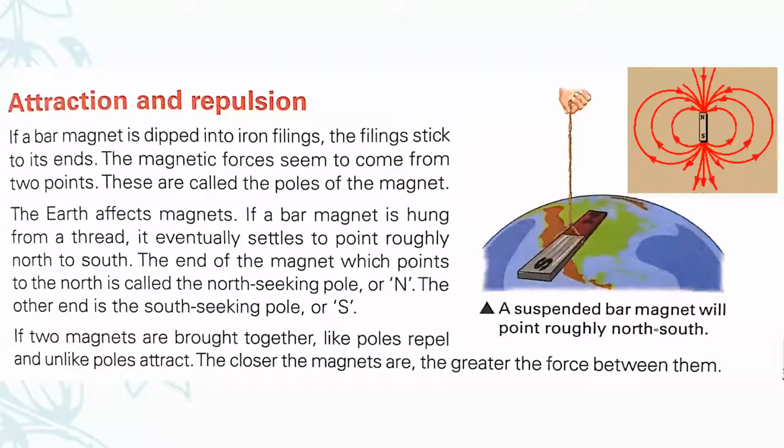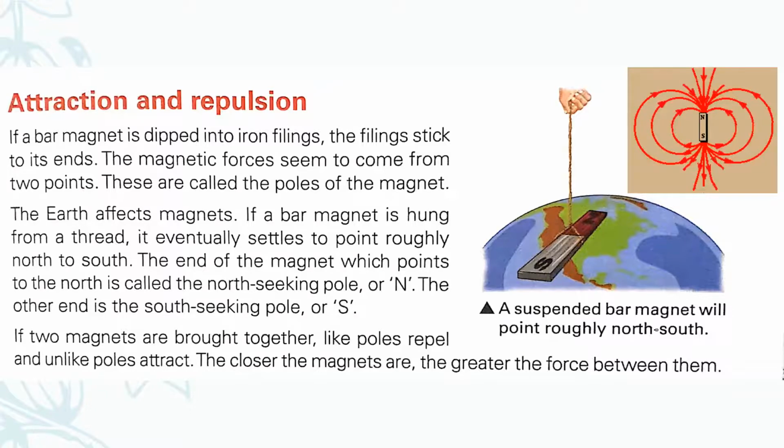If a bar magnet is hung from a thread, it eventually settles to point roughly north and south. Already I told you that if you suspend a bar magnet, it will direct itself north-south. The end of the magnet which points to the north is called the north-seeking pole, or N, and the other end is the south-seeking pole, or S. That is the one pointed towards the south.